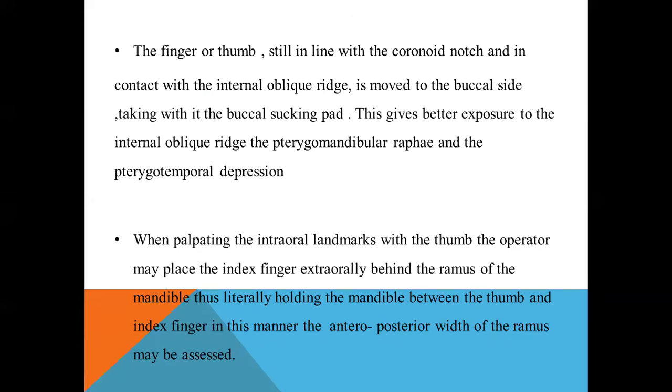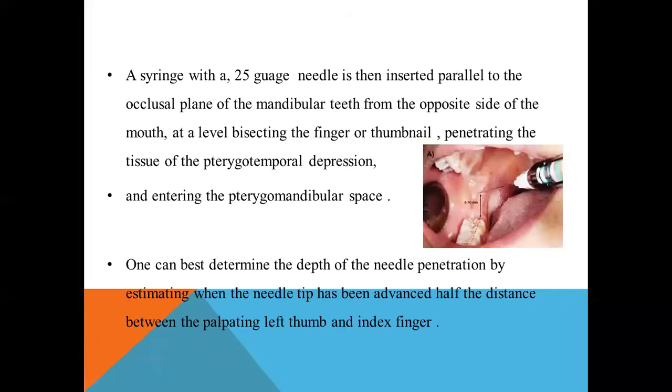In palpating the intraoral landmarks with the thumb, the operator may place the index finger extraorally. As I told, one finger or thumb should be placed intraorally, and the remaining finger should be placed behind the ramus of the mandible. Literally, it's like you're holding the mandible between the thumb and the index finger. I hope you can imagine that. In this manner, the anterior-posterior width of the ramus may be assessed.